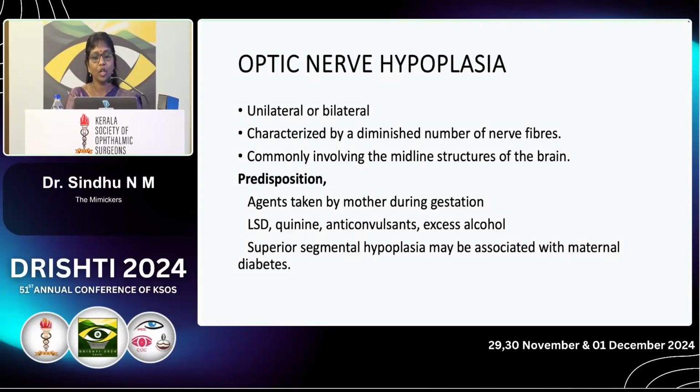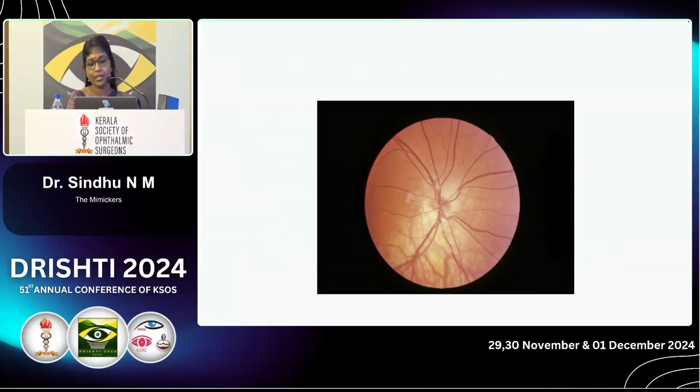Another mimicker is optic nerve hypoplasia. It's unilateral or bilateral, characterized by a diminished number of nerve fibers, commonly involving midline structures of the brain. The predisposing factors include agents taken by the mother during the gestational period, like LSD, quinine, anticonvulsants, or excess alcohol intake. Superior segmental hypoplasia may be associated with maternal diabetes. This is a fundus picture showing hypoplasia.